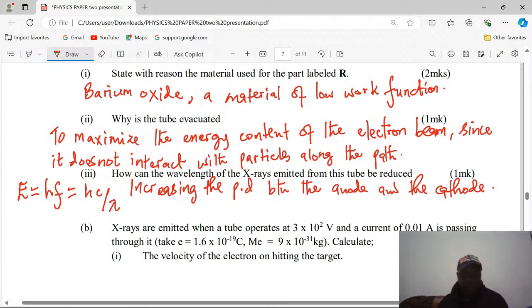When you increase the potential difference there will be a great acceleration of the electrons from the cathode towards the target by the anode. When there is a great acceleration, then it means these electrons will have very high energy, and also the X-rays produced will have a great energy content, which means a great frequency and hence a reduced wavelength. You must be very keen in the explanation that I am giving.